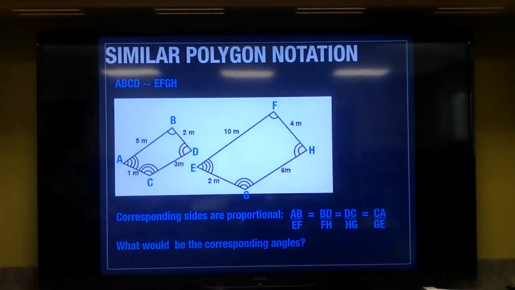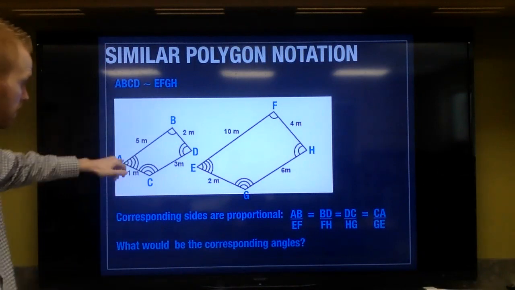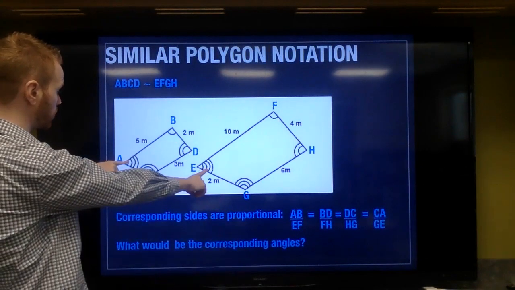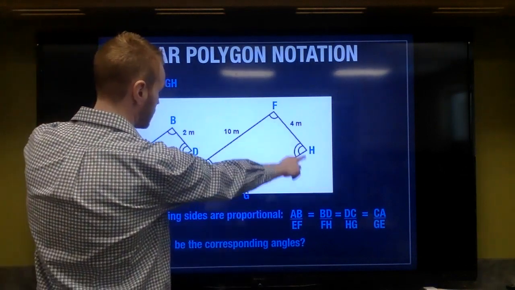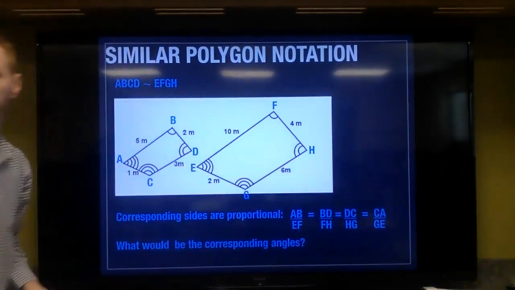What would the corresponding angles be for this picture? Well, it would just be A with E, which would be 4 arcs apiece, B and F, D and H, and then C and G.